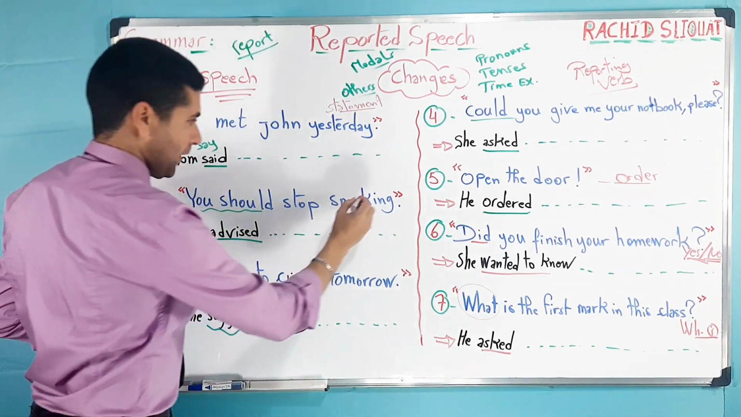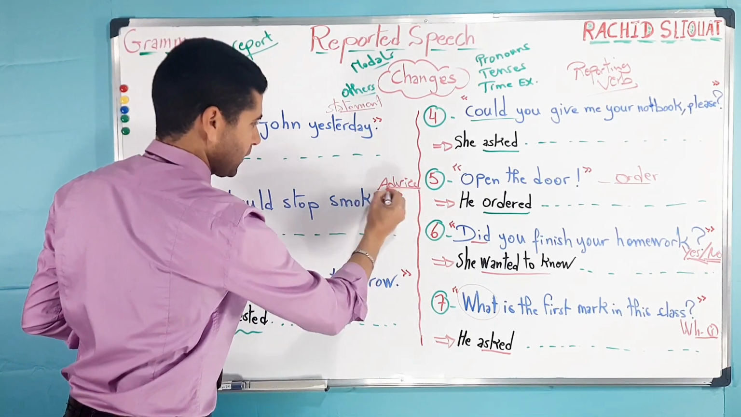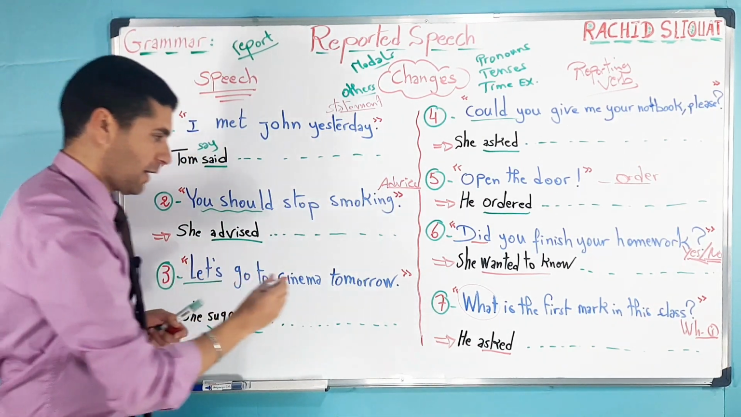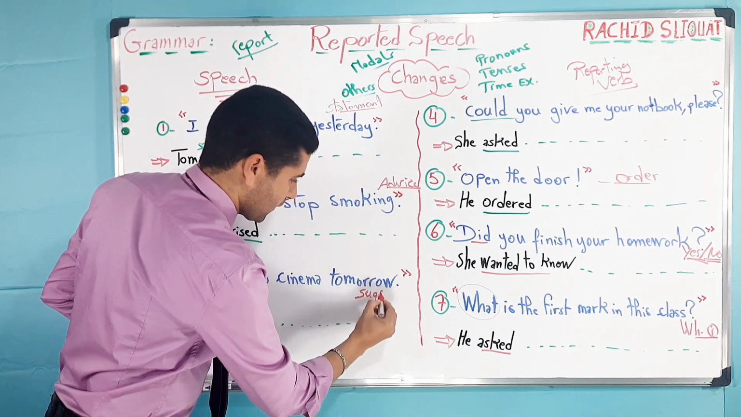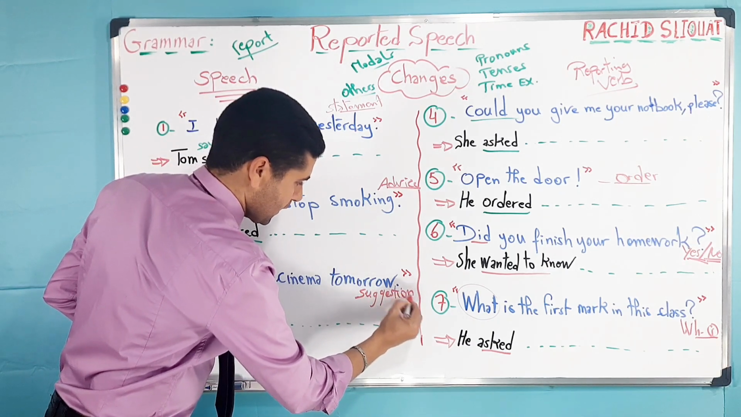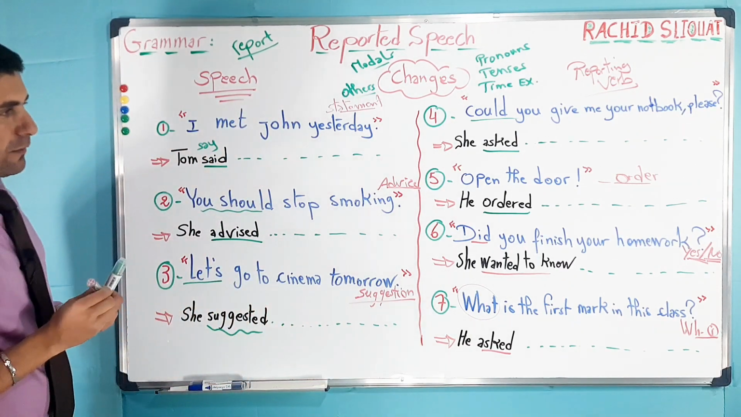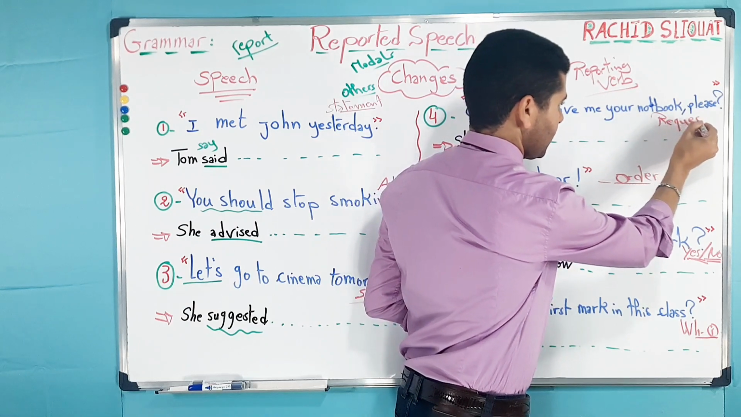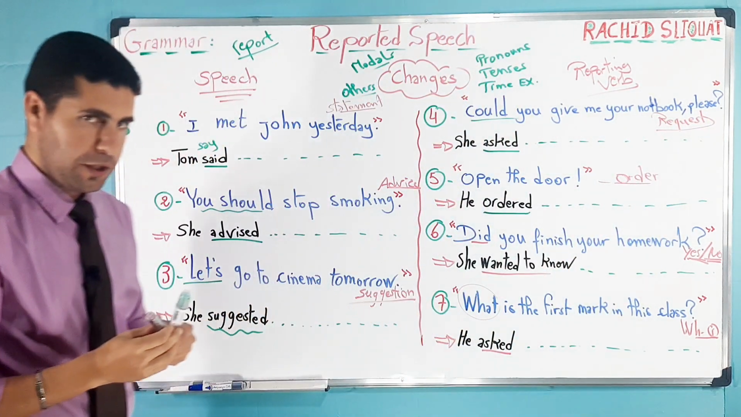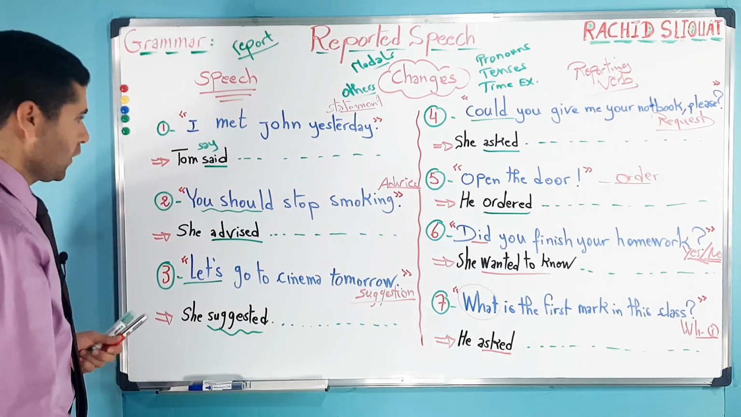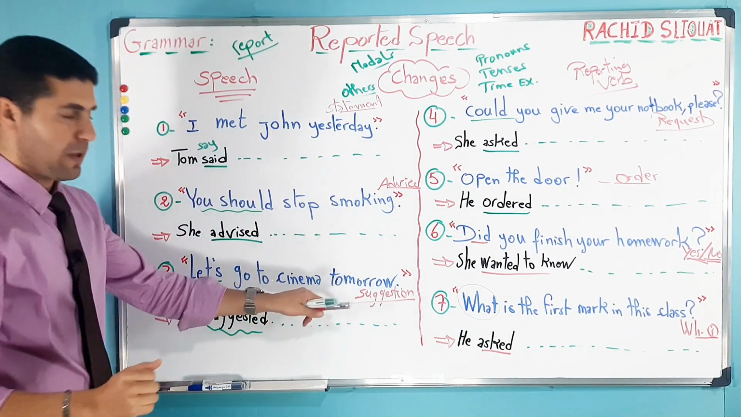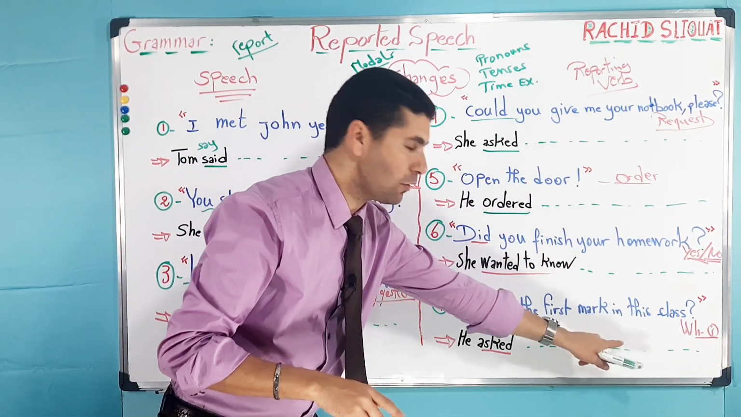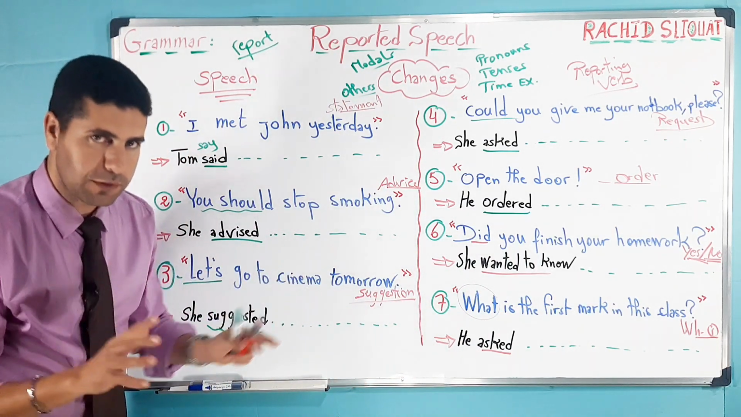Number 2, it is advice, and it is advice very simply because we have you should. And let's go to cinema. As I said, it is in a form of suggestion. This one we said it is a request. So as you can see here, we have different kinds of speeches. We have statement, advice, suggestion, request, order or command, yes no question, and WH questions.